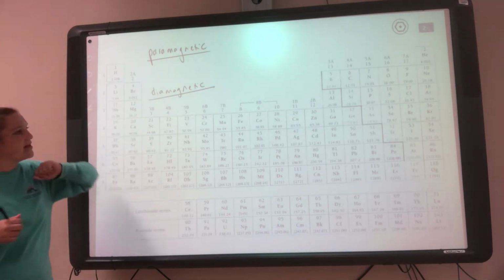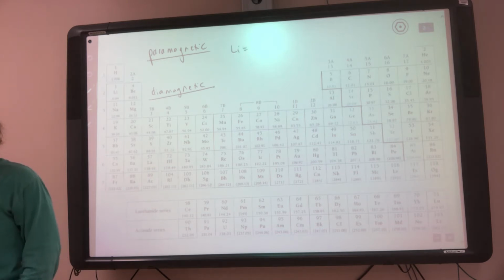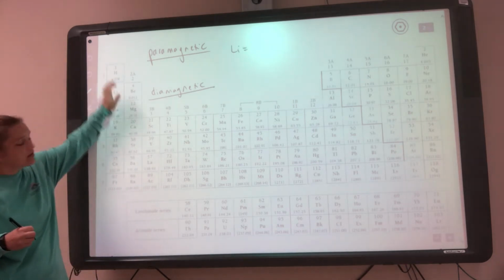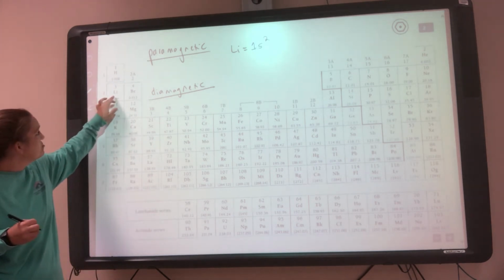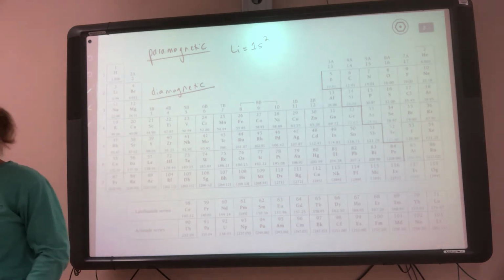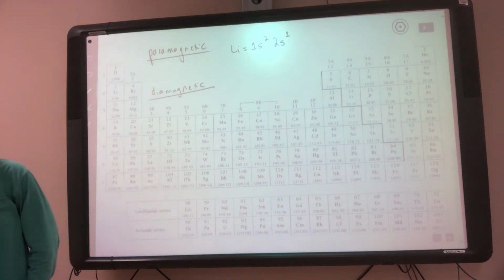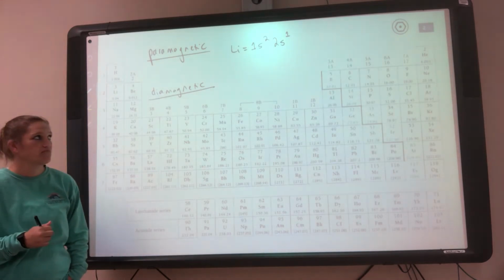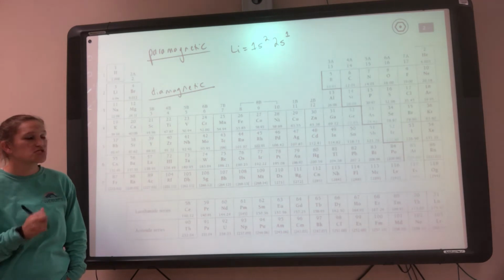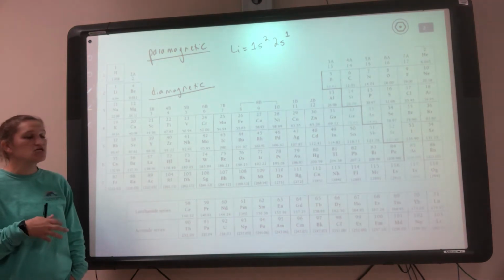So let's look at lithium. So lithium, let's write its electron configuration. We start at the top here. So lithium would be 1s2 and then 2s1. Now, one thing that's helpful with these is to draw what we call orbital diagrams. So orbital diagrams are just kind of line pictures to show what's actually happening in each orbital.